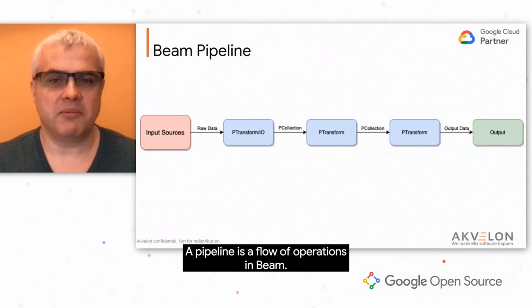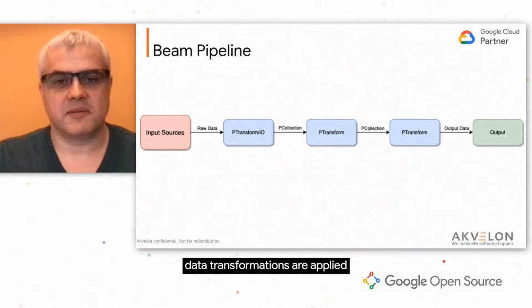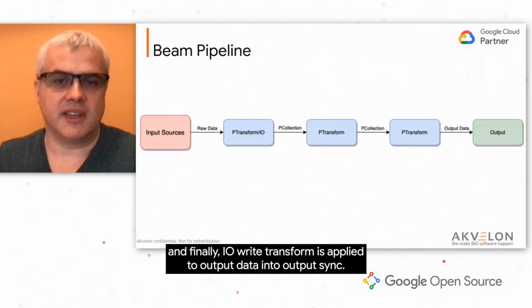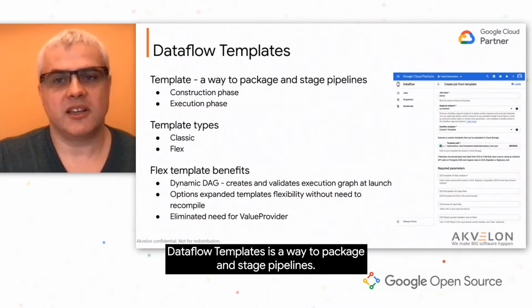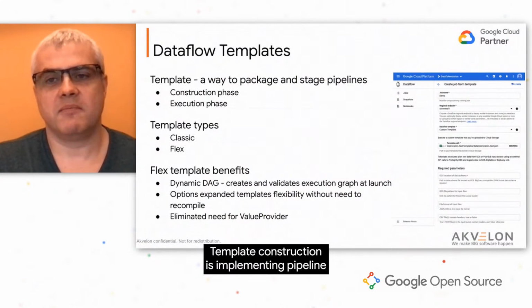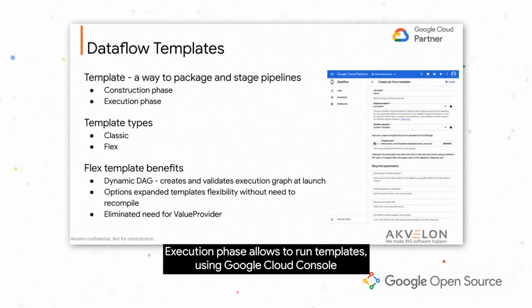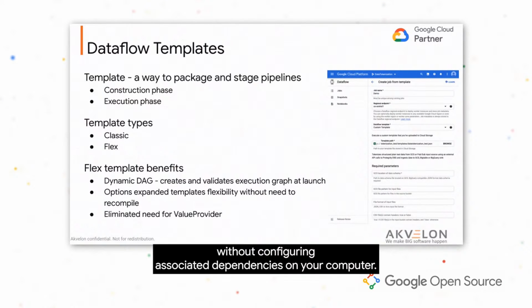What is a pipeline? A pipeline is a flow of operations in Beam. In the simplest way, it starts with an I/O read, data transformations are applied, and finally, an I/O write transform is applied to output data into an output sink. Dataflow templates are a way to package and stage pipelines. It has 2 phases. Template construction is implementing the pipeline, compiling it into an execution graph, and staging on Google Cloud. The execution phase allows you to run templates using Google Cloud Console, gcloud tool, or REST API without a development environment, without configuring associated dependencies on your computer.